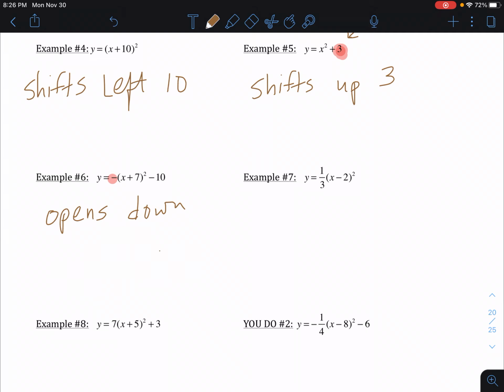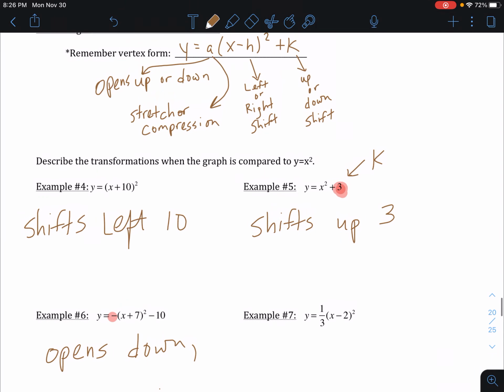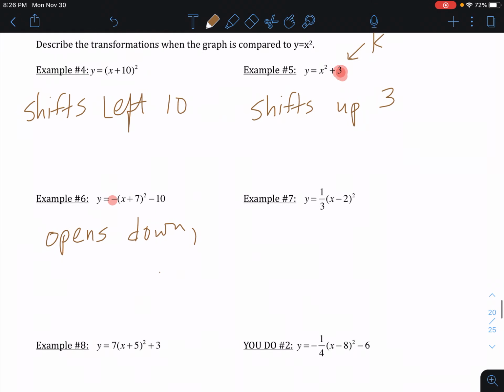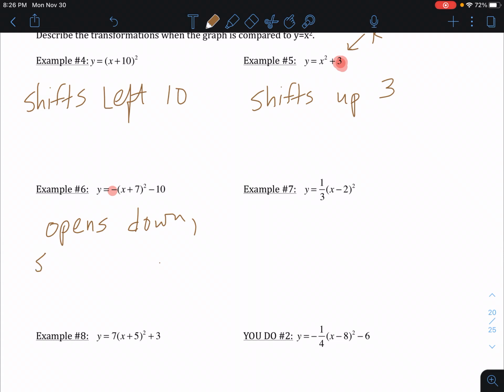I should have left myself some space, because I have 2 other shifts here. The x plus 7, that's plus 7 in parentheses, that is a left or right shift. So just like the one directly above it in example 4, that's a shifts left 7. And then a -10, that's all by itself at the end. That is a k, so that is a shifts down 10.